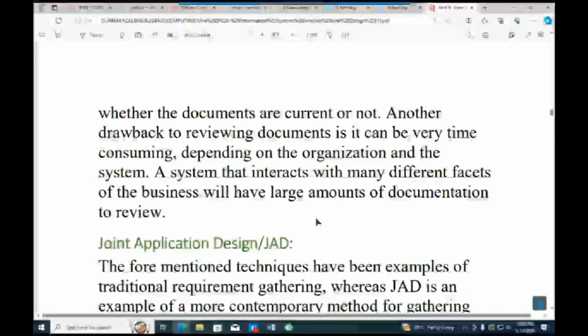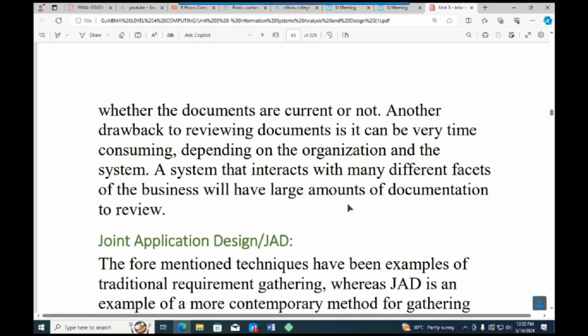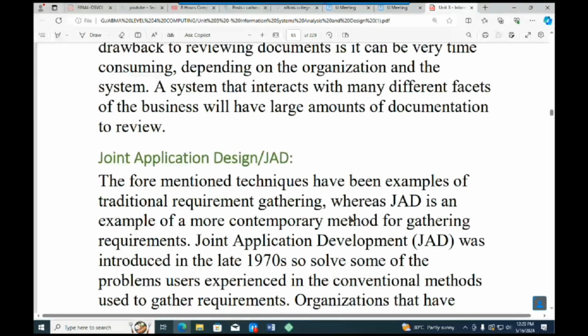So we might have a system that can interact with many different facets of a business, and that is going to lead to a system having large amounts of documents, and going through all those documents is going to be difficult and also time consuming at the same time. Those are the drawbacks that we have with this technique.